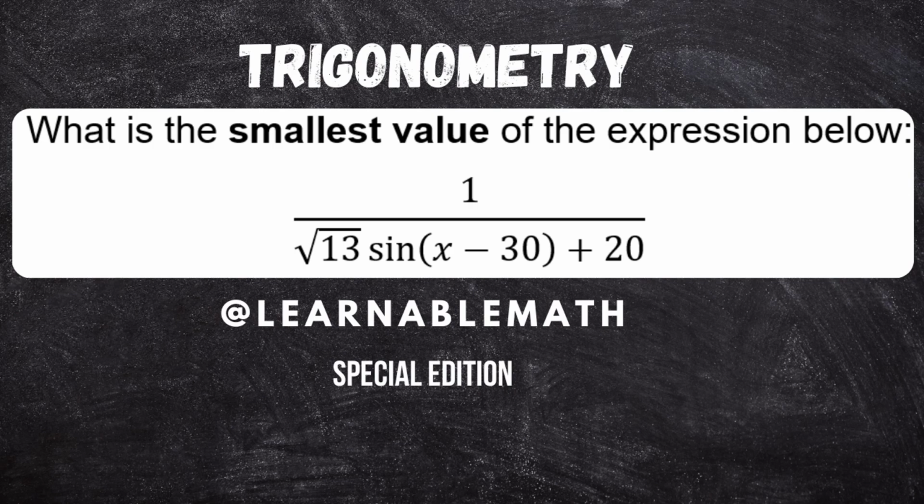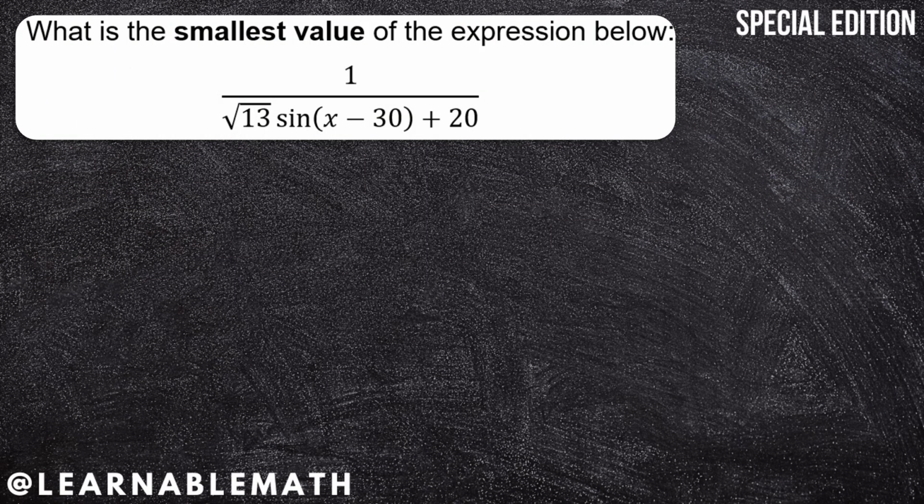Okay, without wasting any time, let's get straight to it. The question says, what is the smallest value of the expression below? We are given 1 divided by root 13 sine (x minus 30) plus 20. What would be the smallest value of the expression below?